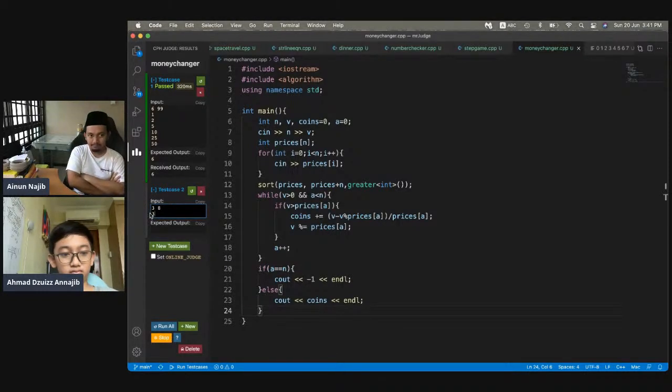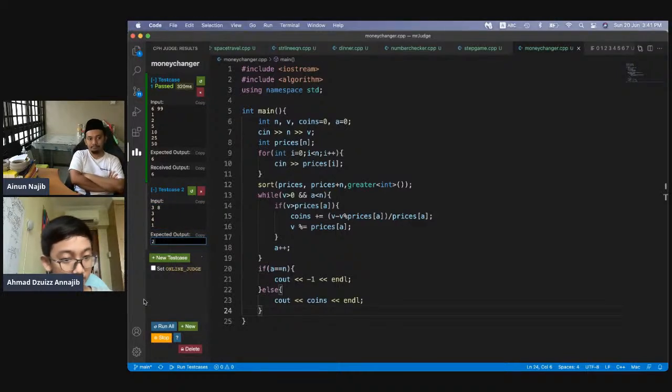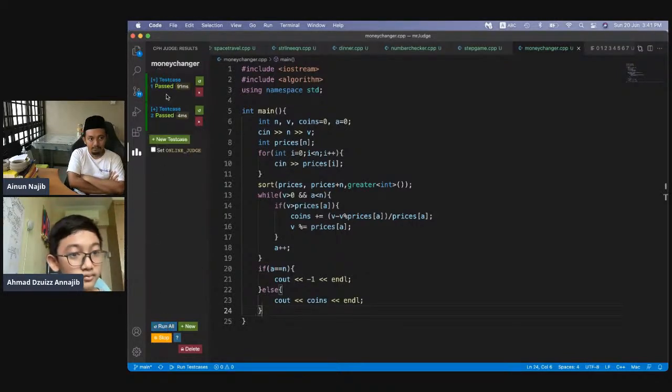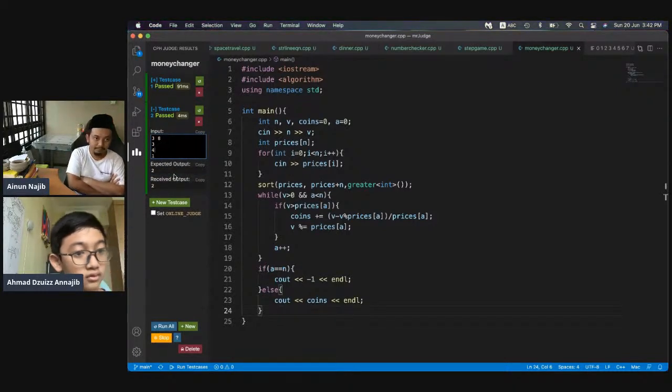3, 5. Sorry, not 3, 5. Sorry, 3, 4, 1. Why 2? It is not. How do you make 8 from 2? 4 and 4? Oh yeah, sorry, then I put the wrong one. Use 5, change 4 to 5, and 8 to 9. Okay.